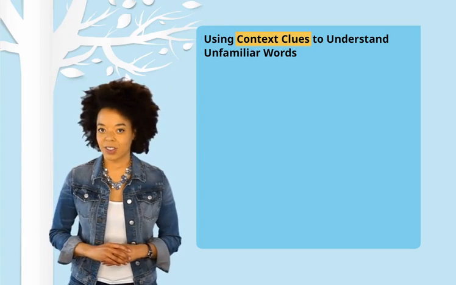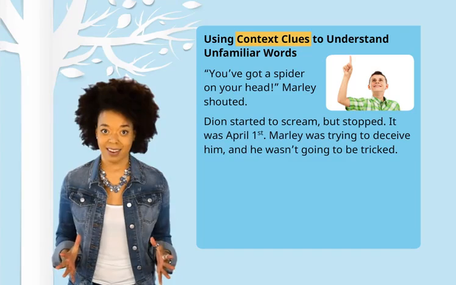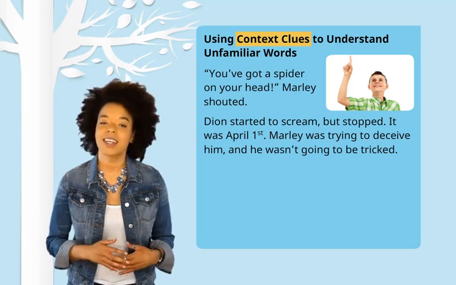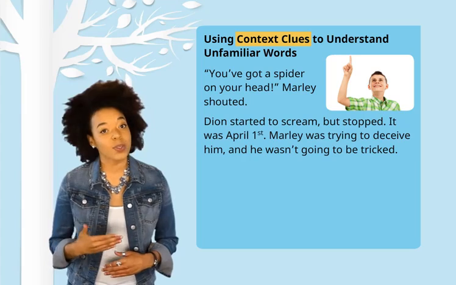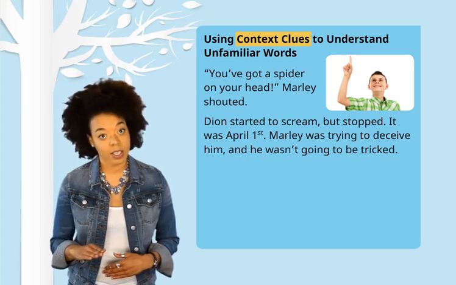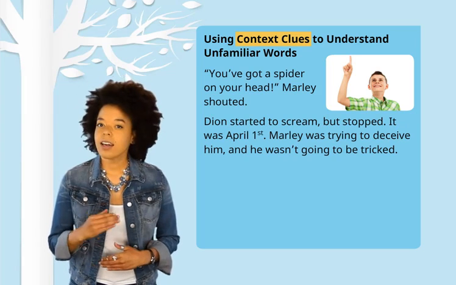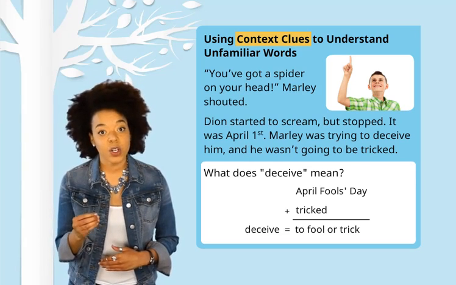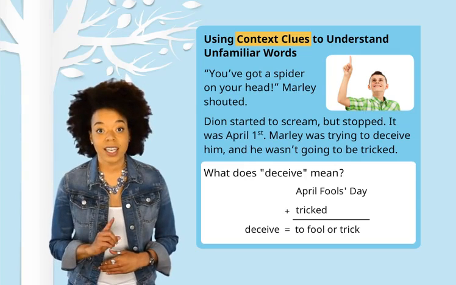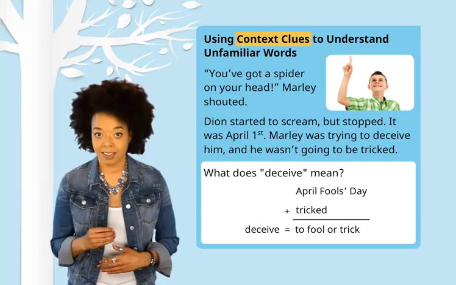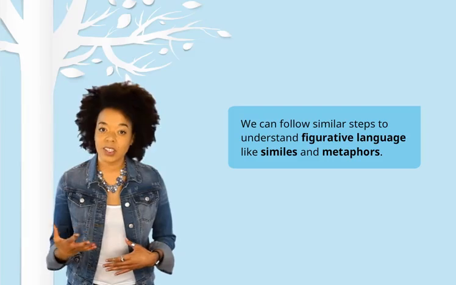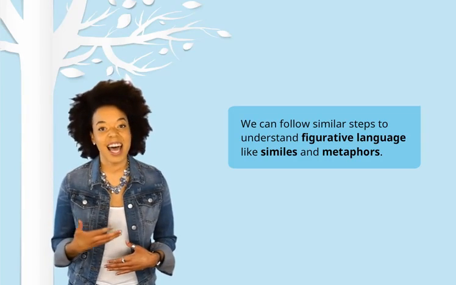Suppose you read this passage. "You've got a spider on your head," Marley shouted. Dion started to scream, but stopped. It was April 1st. Marley was trying to deceive him, and he wasn't going to be tricked. Now, you might not know what deceive means, but you can add together the clues April 1st and tricked to figure out that deceive means to fool or trick. Makes sense, right? We can follow similar steps to understand figurative language like similes and metaphors.